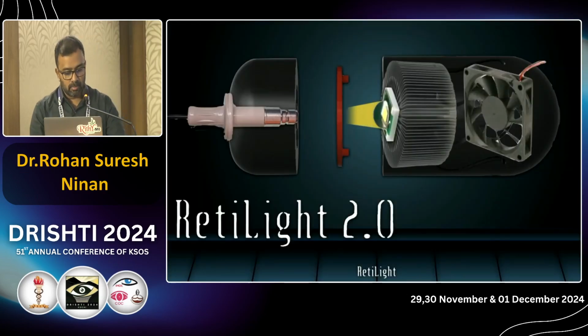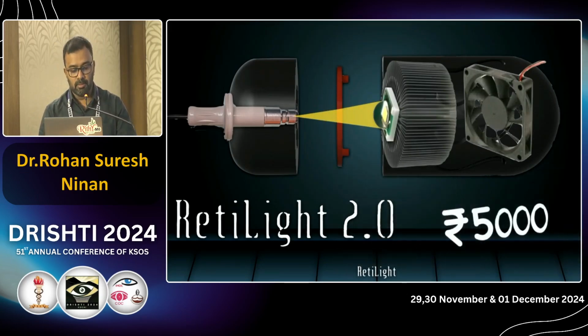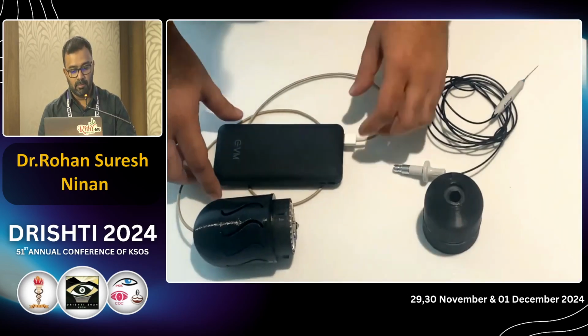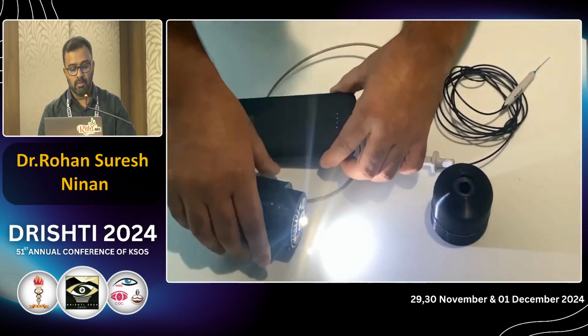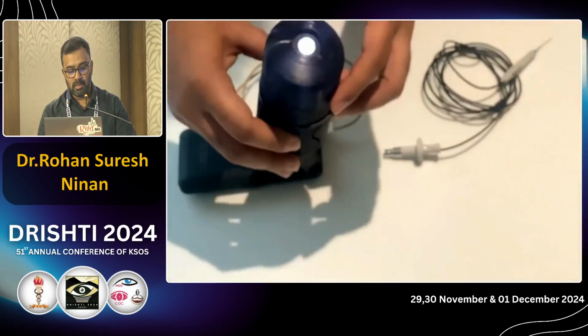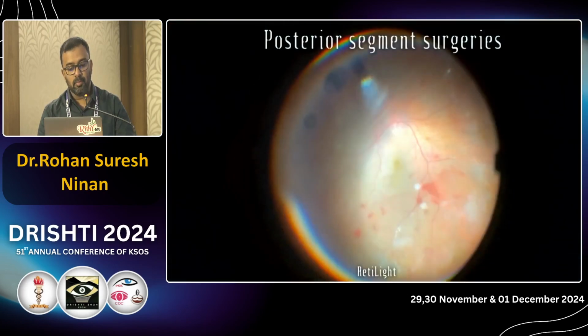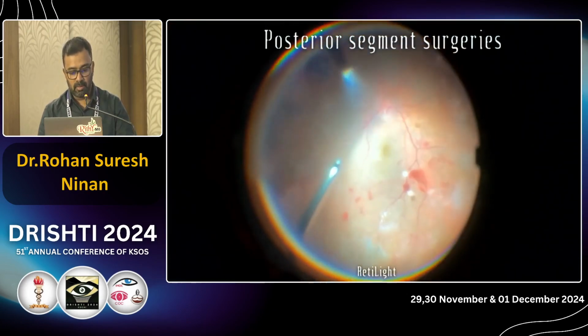So Retinal Light 2.0 was innovated, where you used a bigger, higher LED light source, but it required a heatsink and a fan. So this was Retinal Light 2.0 connected to a power bank. You can see the good illumination coming from that. It can even be utilized in VR surgery to complete the surgery.